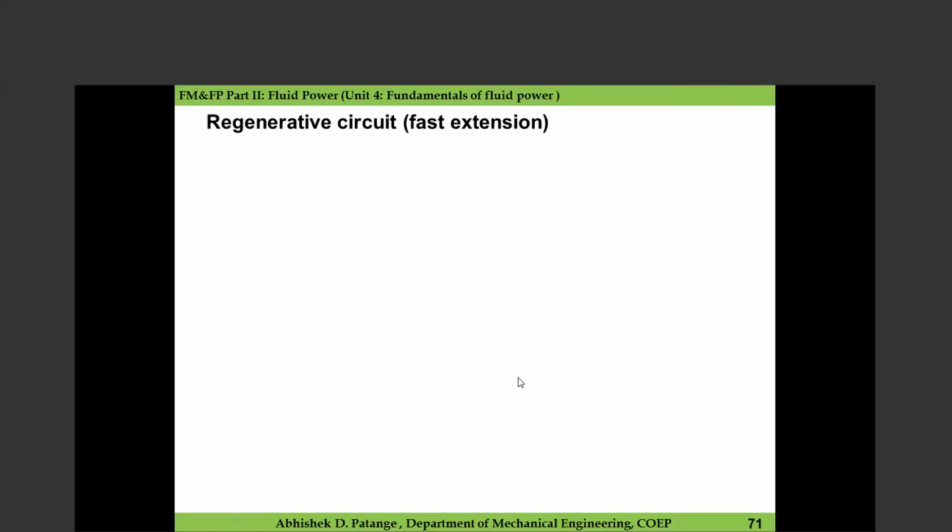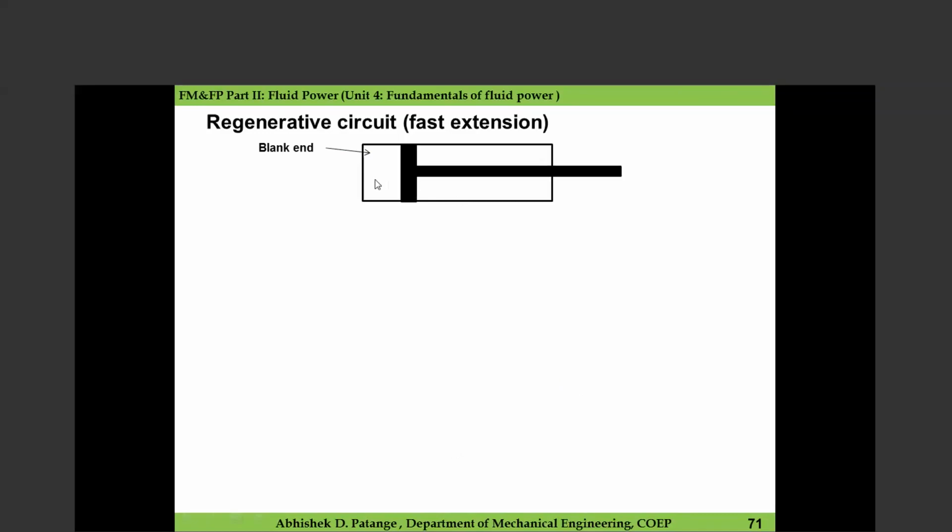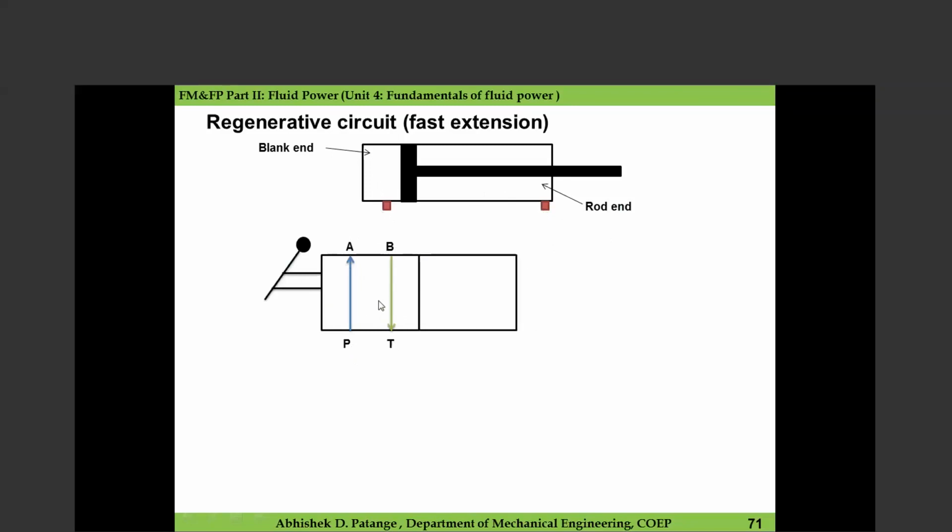Now let us try to understand the circuit and the special arrangement. This is a double acting cylinder with piston, blank end, connecting rod and rod end. We have two ports, one on the blank end side, another on the rod end side. Then we have the first switching position of the direction control valve with four ports. Port P is connected to A and B is connected to T. By using this hand lever, you can operate this particular switching position of the direction control valve.